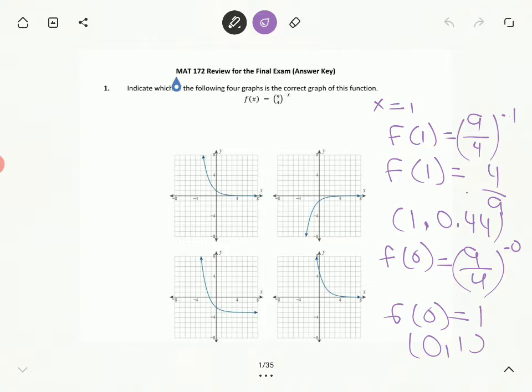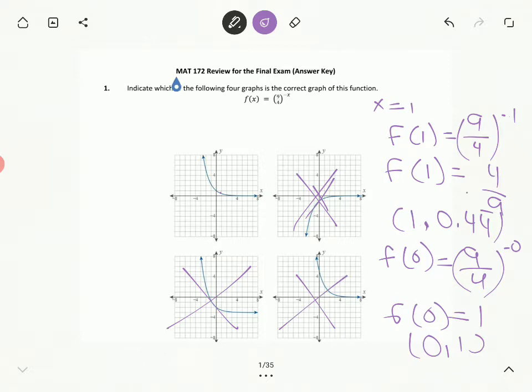If we let x equal 1, we get (9/4) to the negative 1, which is f(1) equals 4/9. Well, 4/9 is the same as 0.4 repeating, and 1.4, that doesn't have 1.4. The second one doesn't. This one looks like it might have 1.4. That's not even there. That's not close.